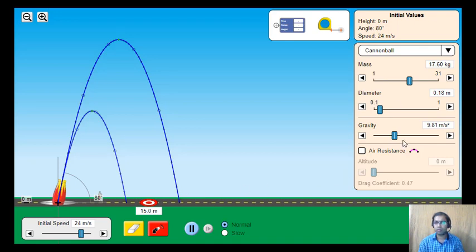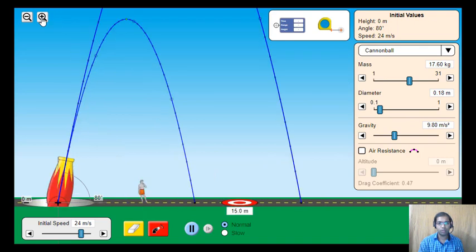Now there are a couple of things here. We've taken gravity to be 9.8 meters per second squared. The diameter of this cannonball is given. The mass is also given as 17.6 kg. We will not change the mass, diameter and the acceleration due to gravity. Rather, we will change this angle. I'll zoom in a little bit. It's showing 80 degrees. Let us bring it down to 50 degrees, and then let us fire our cannon.